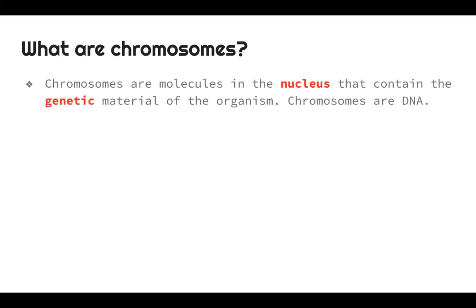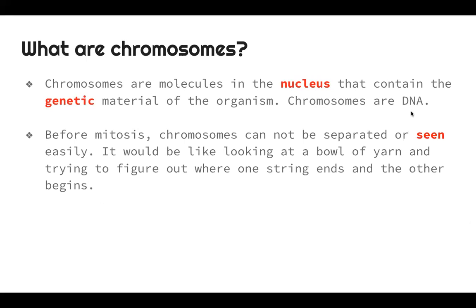The chromosomes are all molecules in the nucleus, and they contain our genetic material. So every organism has DNA in each and every cell. And the chromosomes are what we call the DNA. So they are arranged in chromosomes. Before mitosis, the chromosomes cannot be separated or seen easily. It looks like a bowl of yarn, trying to figure out where one string ends and the other begins. If we took a bunch of pieces of yarn and cut them into sections and then mixed them all up together, it's really hard to tell where one starts and one begins.